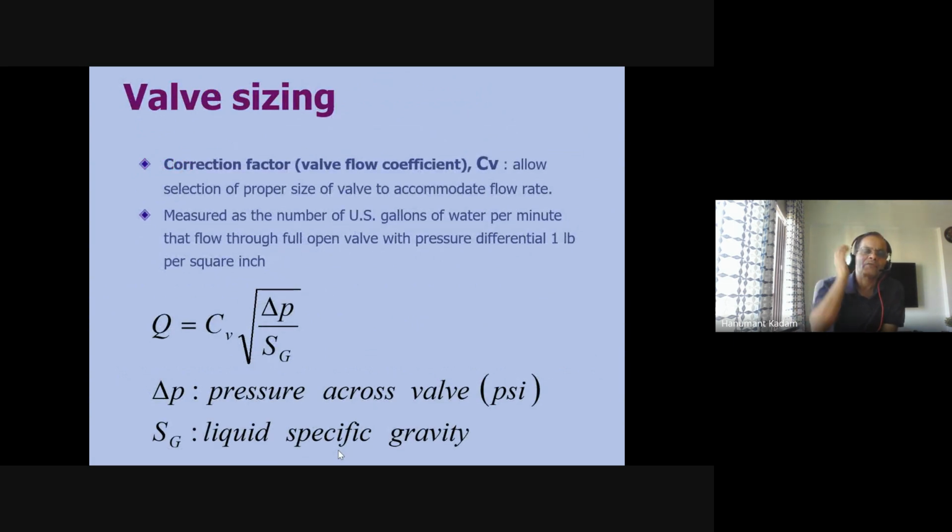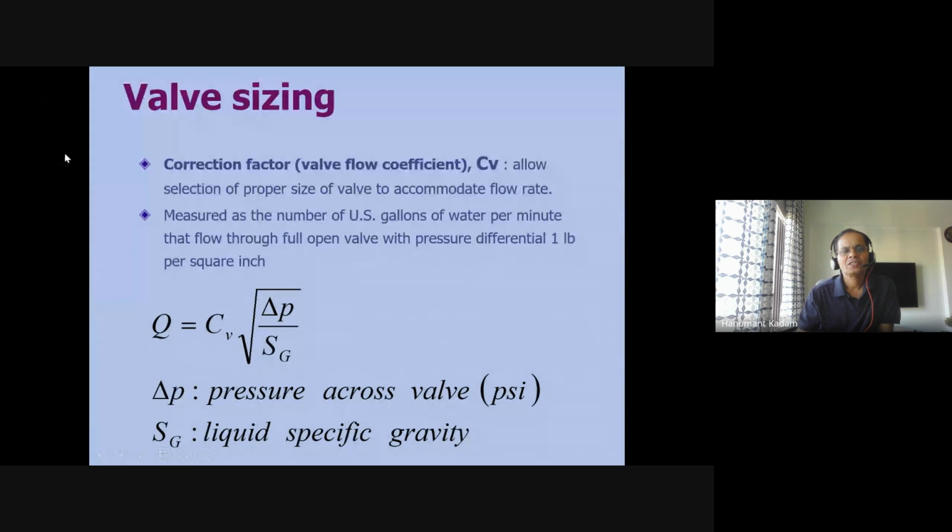So valve sizing equation: correction factor, valve coefficient CV. The valve coefficient allows the selection of the proper size of valve to accommodate the flow rate. So CV is a very important parameter here. It means whatever your flow rate, if you have properly calculated CV, and based on CV you have purchased the valve, then it will control properly.